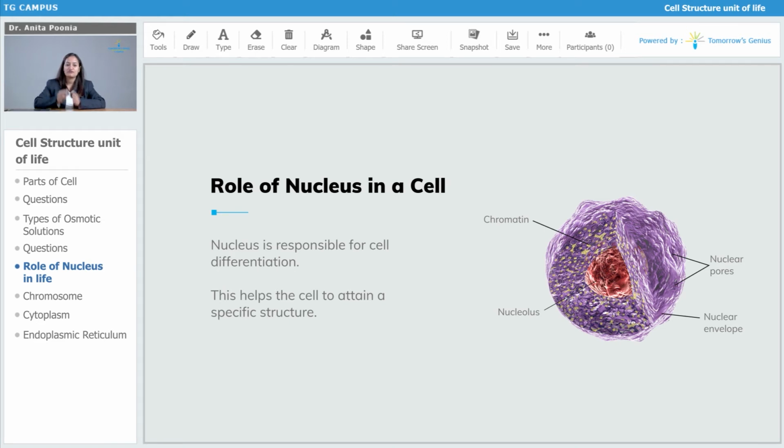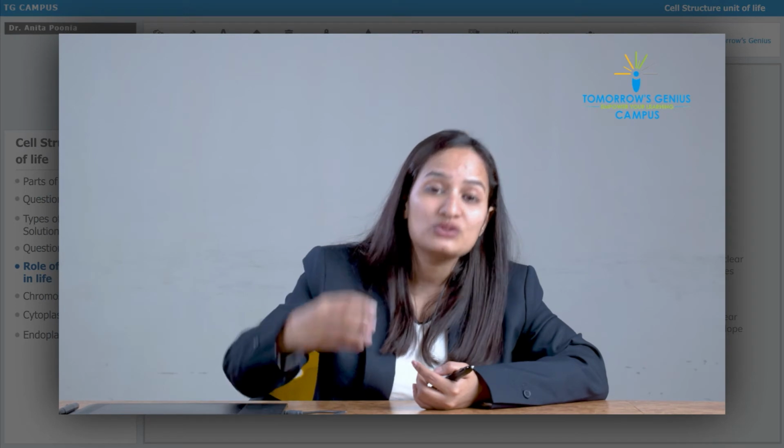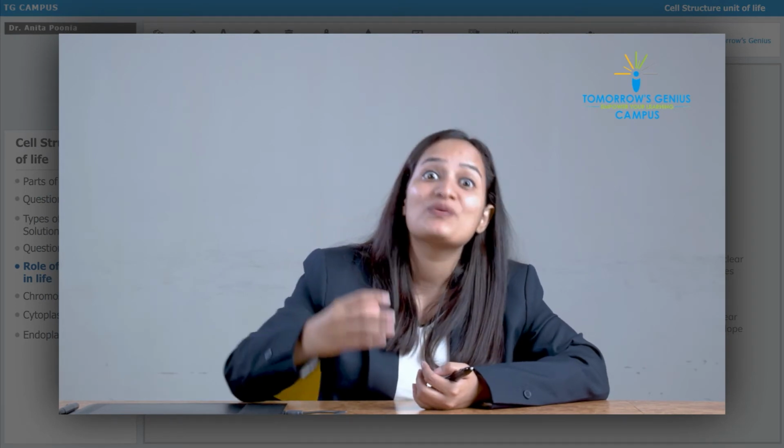Nucleus is responsible for cell differentiation, meaning which cell will be given what job, whether it is going to be a blood cell or a muscle cell or a bone cell or a nerve cell, what duty it will be doing later on once it is developed, once it is matured. So nucleus is responsible for cell differentiation. This helps the cell to attain a specific structure, which will help the cell to do that very particular function or job properly.